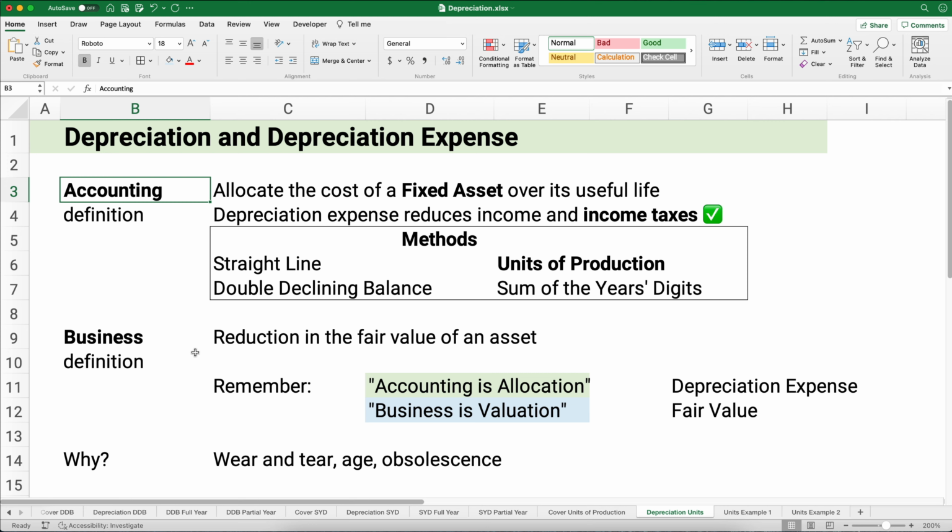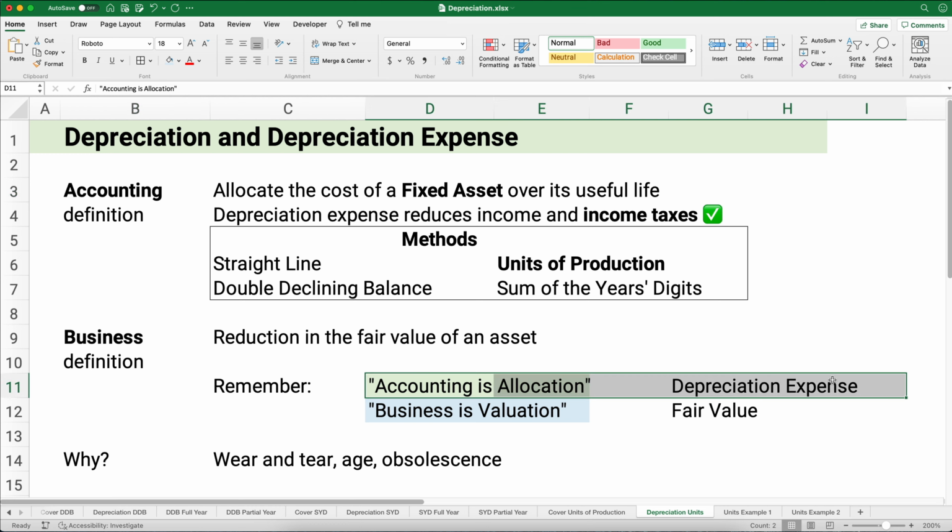Now, in business, you'll hear the term depreciation, which just means a reduction in the fair value of the asset. So they might say, instead of, hey, a stock went down $3, hey, the stock had depreciation of $3. And so it's just a valuation kind of idea. So here's how you remember it: accounting is about figuring out the depreciation expense, while business is the idea of valuation.